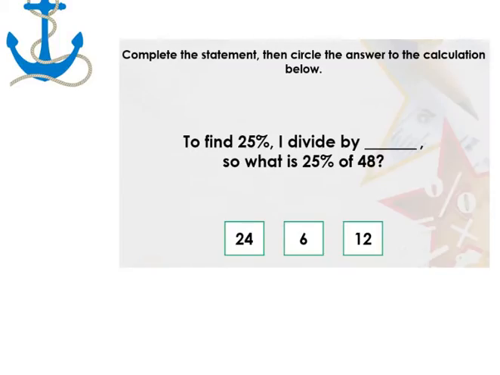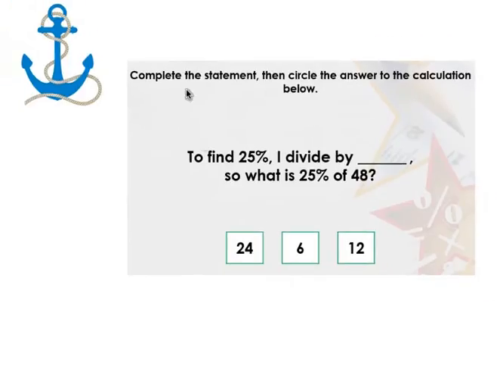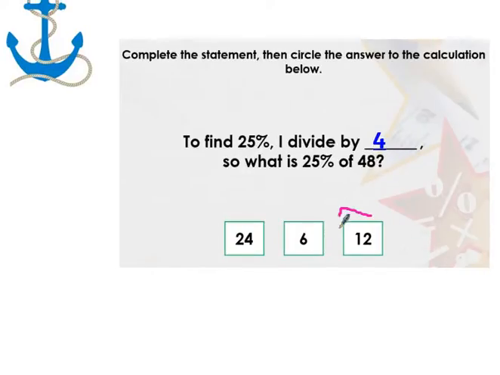So, first anchor question is complete the statement and circle the answer to the calculation below. To find 25%, I divide by something. So what is 25% of 48? I'm linking it all in together, so we know dividing. If we're finding 50%, we divide by 2, so we halve it and halve it again. So to find 25%, we need to divide by 4. So our answer is 12. 48 divided by 4 equals 12.